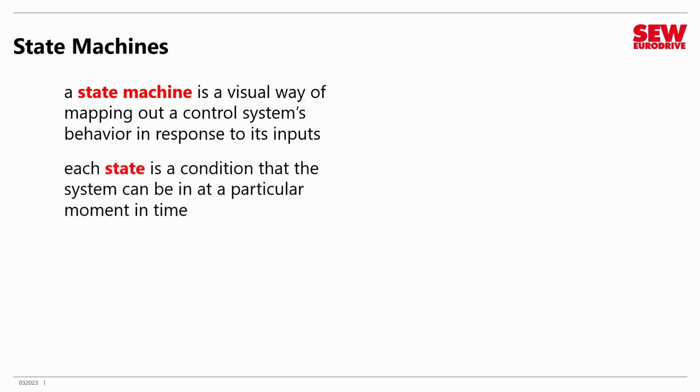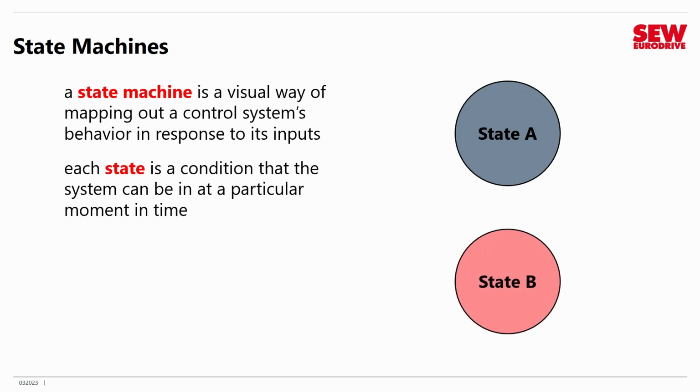First of all, let me give you another term here, and that is the term state. Control systems have conditions that they're in at a particular moment in time, usually a whole bunch of possible conditions. We call these states. And let me illustrate with a simple state machine that has just two states. We'll call this state A and state B. The program is doing one of two things at any given moment. It's either doing the things in state A or the things in state B.